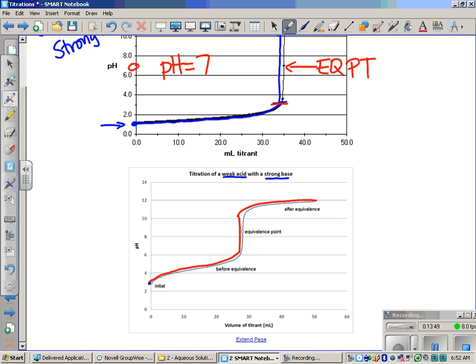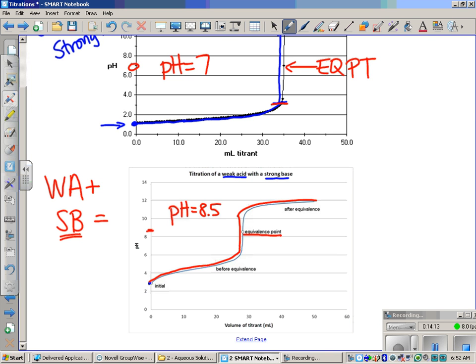Right here is where it would have turned pink. With that one drop, it jumps up, and then it goes back to being basic because you continue to add your base. Notice the equivalence point is halfway up, but this time if you follow it over, the equivalence point is somewhere in there, maybe 8.5 or 9, somewhere like that. So let's just say the pH on this one was 8.5.